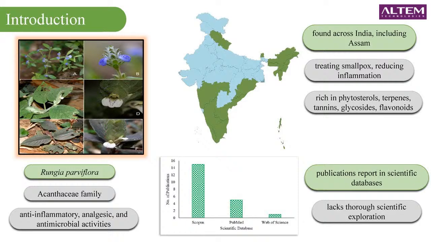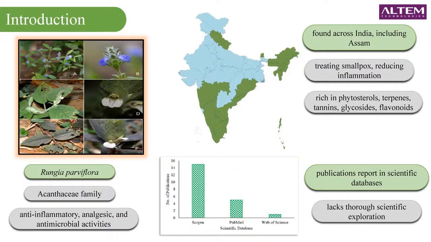It is found in states across India, including Assam, Andhra Pradesh, Karnataka, Kerala, Maharashtra, Orissa, Tamil Nadu, and it contains various phytochemicals and has been traditionally used for ailments like smallpox, inflammations, and fungal infections. This plant is rich in phytosterols, terpenes, tannins, glycosides, flavonoids, and other bioactive compounds which contribute to its medicinal properties. But despite its recognized health benefits and traditional uses as a leafy vegetable, it lacks thorough scientific exploration.